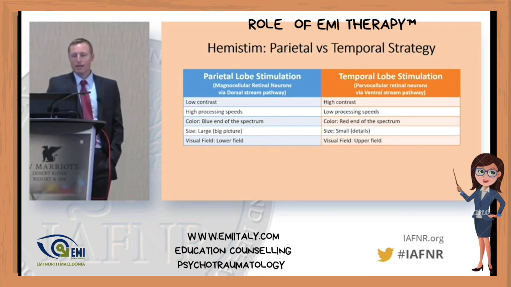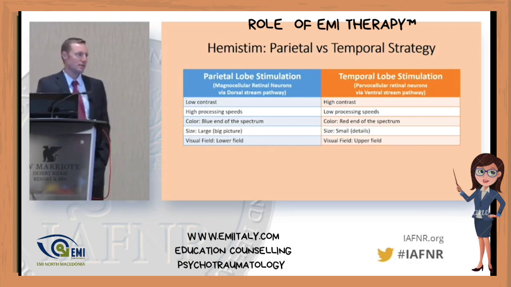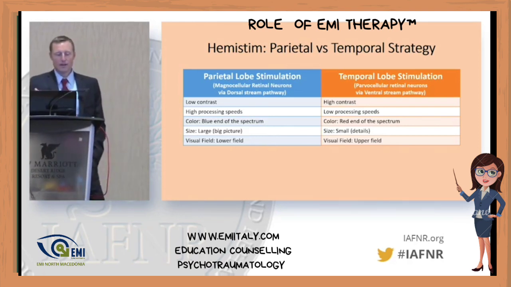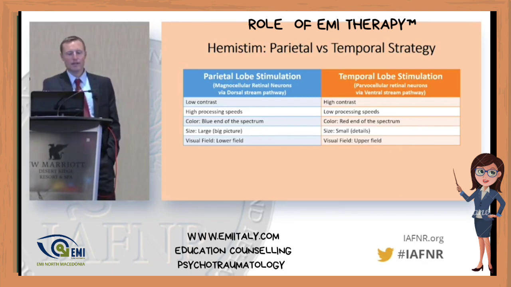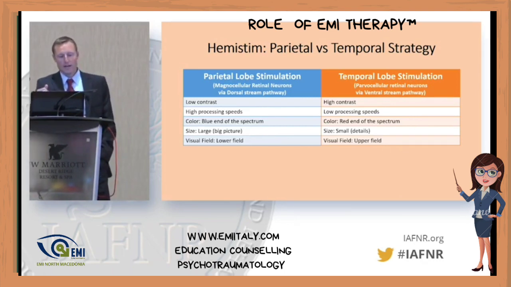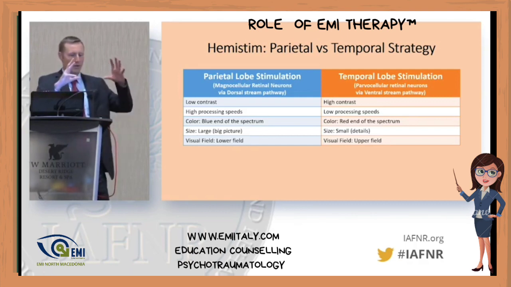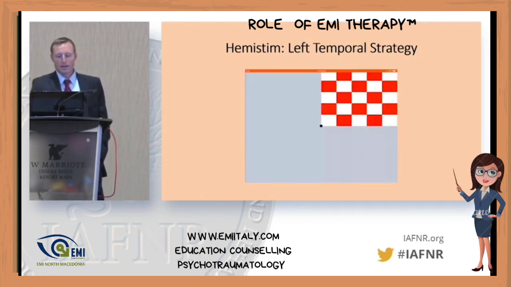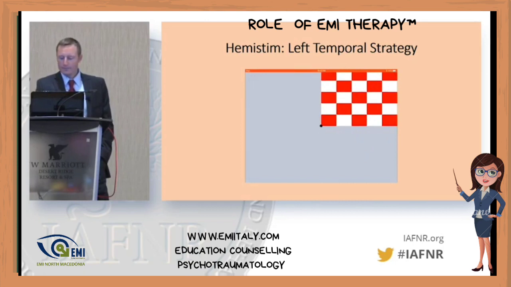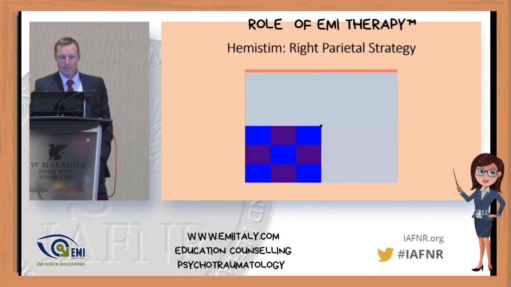But basically, the parietal lobe and the temporal lobe have different responses to vision. The parietal lobe is activated more so through low contrast, high processing speed, the blue end of the spectrum of light or color, large stimulus, and lower field of view. Temporal lobe is the exact opposite. This is an example of a left temporal strategy. This is an example of a right parietal lobe strategy.